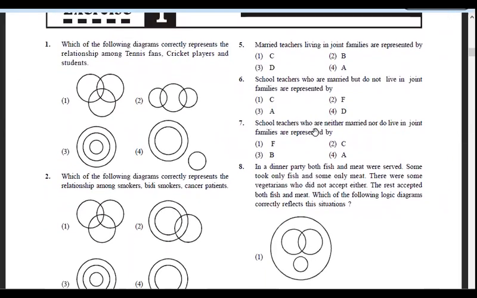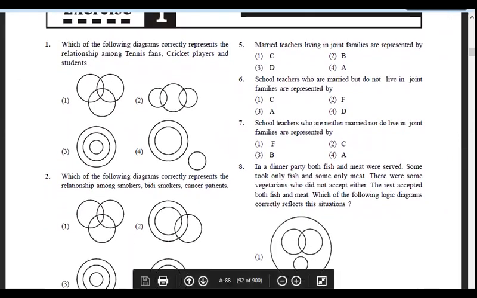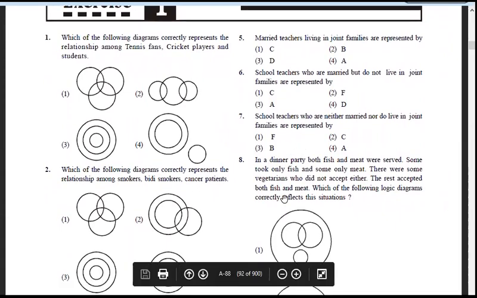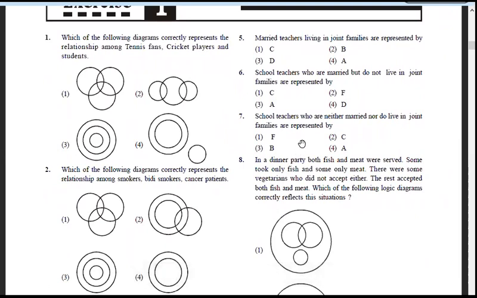Let's directly solve the exercise now. If anyone doesn't have the NTSE textbook, let me know. I'll just send you this textbook. This is Disha. Okay, now question one, quickly everyone. Question one, tell me what's the answer. Tennis fan, cricket players, and student.